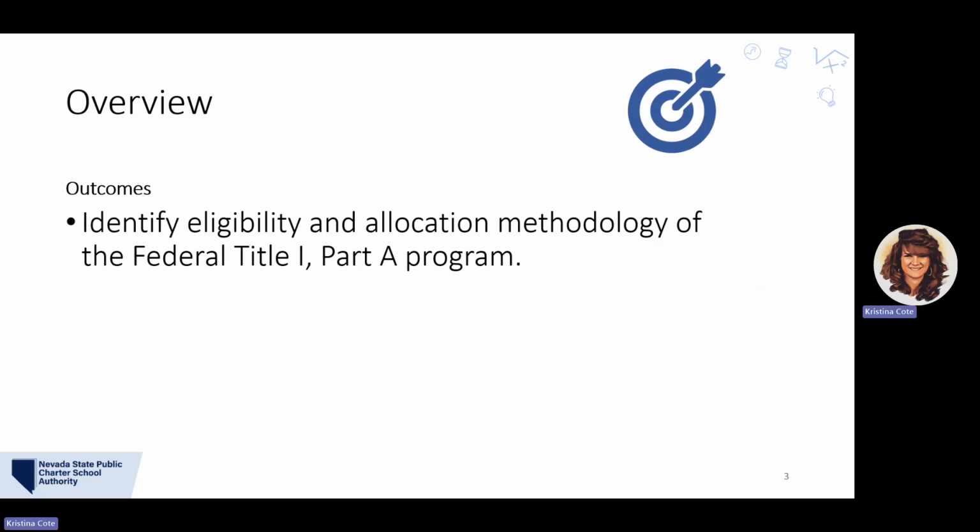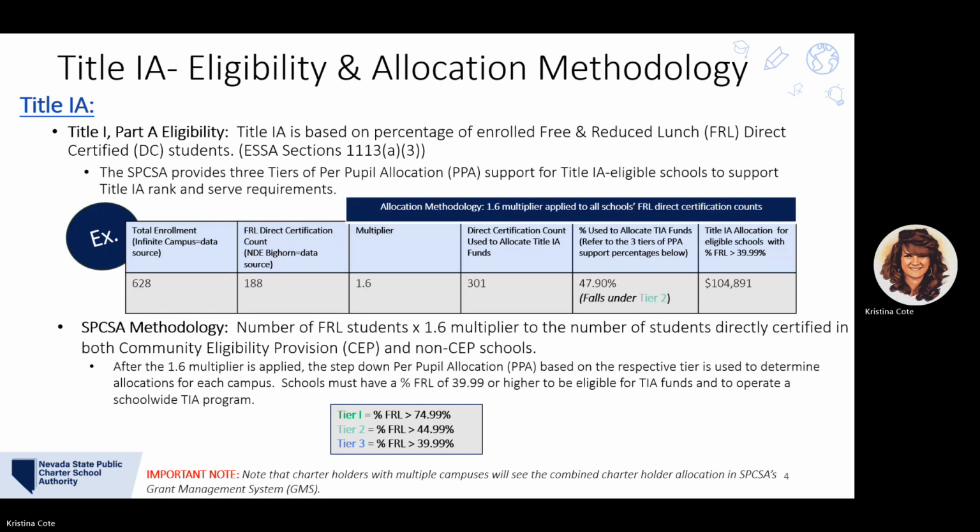During this short recorded presentation, I will cover the following outcome. By the end of this training, new schools and new charter school staff will be able to identify eligibility and allocation methodologies for the federal Title I Part A program. Schools are eligible for Title I Part A and other grants based on enrollment of specific subpopulations and in accordance with grant statutes and methodologies employed by the SPCSA.